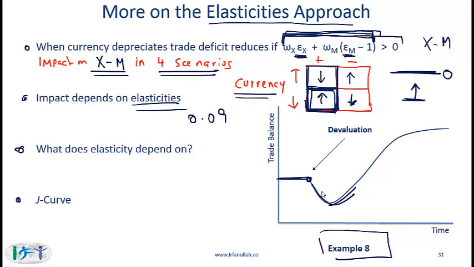And there are two ways of thinking about why this will happen. One reason is that if the currency becomes less valuable, the impact on imports is immediate, but the impact on exports will take some time to kick in. That's why initially X minus M actually goes down and eventually it will go up.